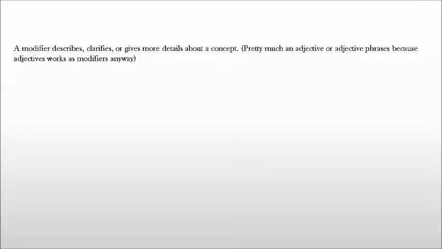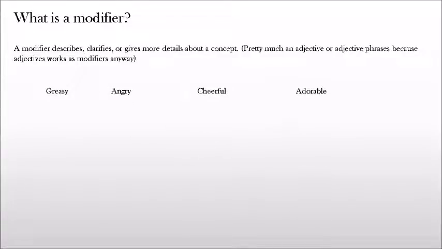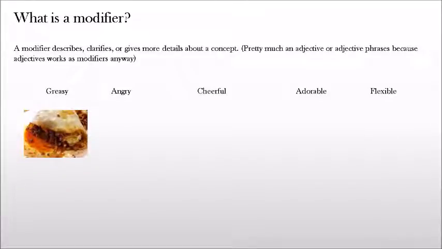In order to understand what a dangling modifier is, you have to understand what a modifier is. So a modifier describes, clarifies, or gives more details about a concept. Pretty much acts as an adjective, right? So again, examples of that are greasy, angry, cheerful, adorable, flexible.